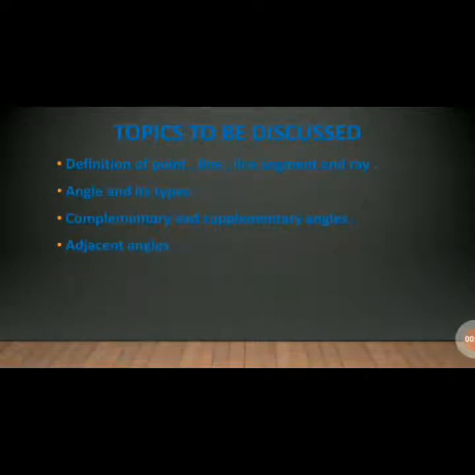Now let us start our today's topic, that is chapter number 5, lines and angles. Topics to be discussed today: definition of point, line, line segment and ray, angle and its types, complementary and supplementary angles, adjacent angles, linear pair and vertically opposite angles.